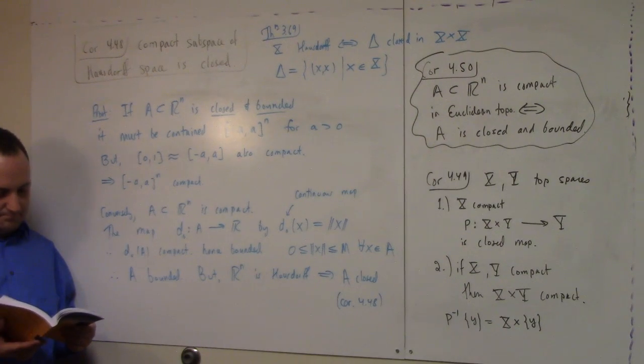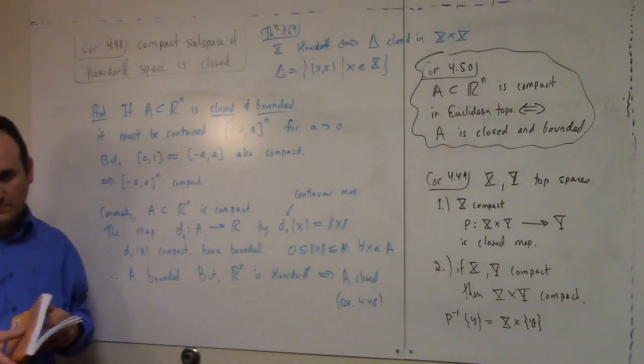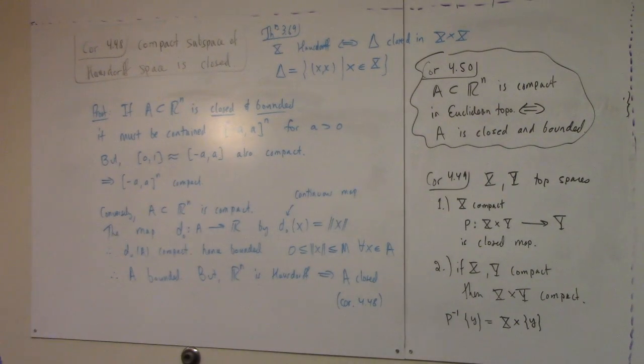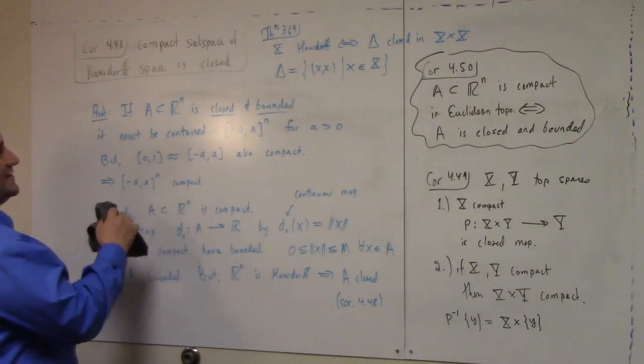All right. Corollary 4.52. Let f be continuous from X to Y, X compact, Y Hausdorff. Then f is closed. And if additionally f is bijective, it's a homeomorphism. It's kind of a weirdly stated thing.